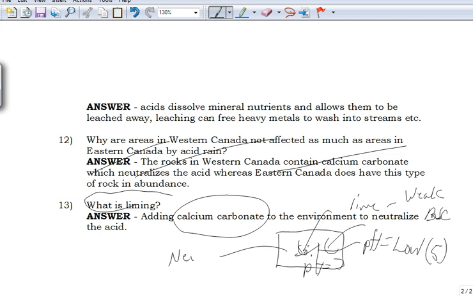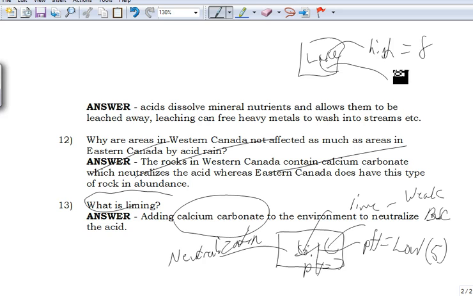We call this neutralization. Okay, it could go the other way too. If you have a lake and the lake is high in pH, so maybe an 8, you can dump a weak acid in there, maybe a pH of 6, and bring it back to 7. So this is neutralization. And that's it.